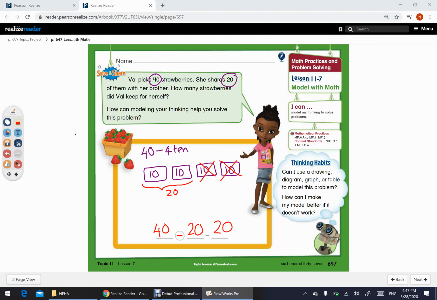You can use this way, or you can also use another way where you can simply write 4 tens. We know that 40 is 4 tens, right? So I will use another green color over here. Another way you can do is write 4 tens minus 20. We know it's 2 tens. So what is 4 minus 2? Excellent, 2 tens. So 2 tens is nothing but 20. Both ways your answer will be same. You understand how to do it? Excellent. Now let's move to our next page.